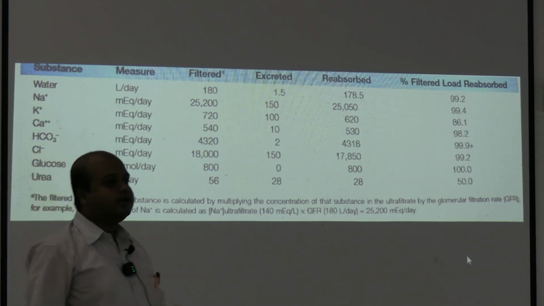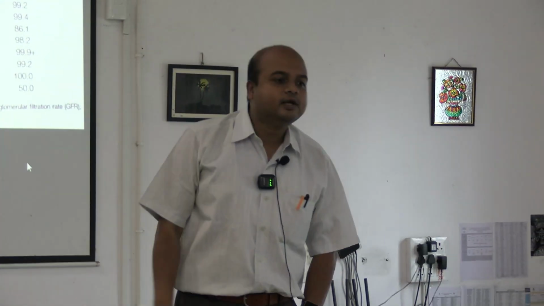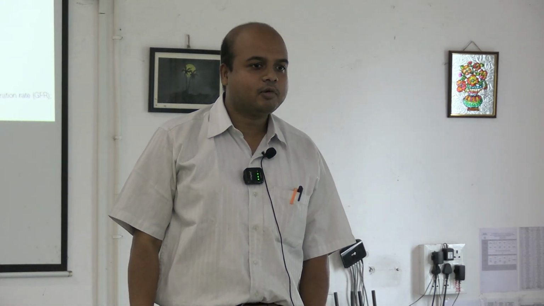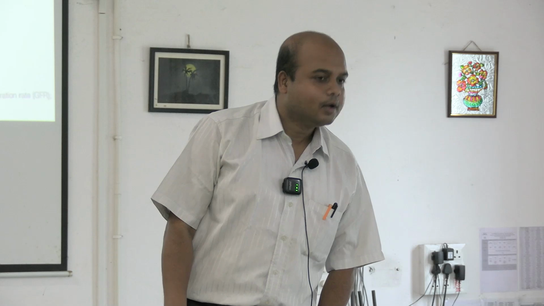So 56, how can it be increased? How can the filtered load of urea be increased? Can we control the kidney from outside? Will we inject urea? From your knowledge of biochemistry, how is urea formed? You should tell better than me. Protein metabolism. So urea is increased.